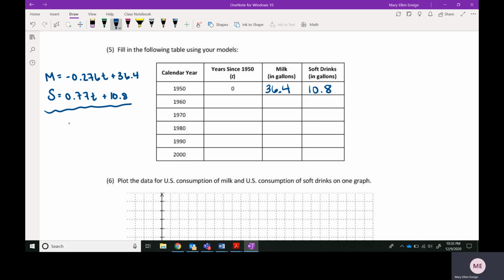All right, so in 1960, think about what T is. T is now 10. So for milk, I could say negative 0.276 times 10 plus 36.4. Right, I multiply this, I get negative 2.76 plus 36.4. So now I can figure out what that is.